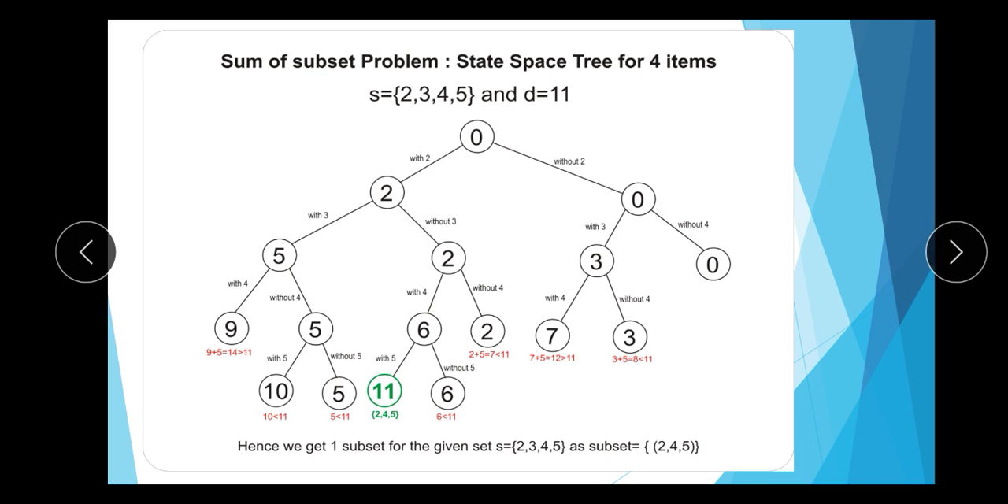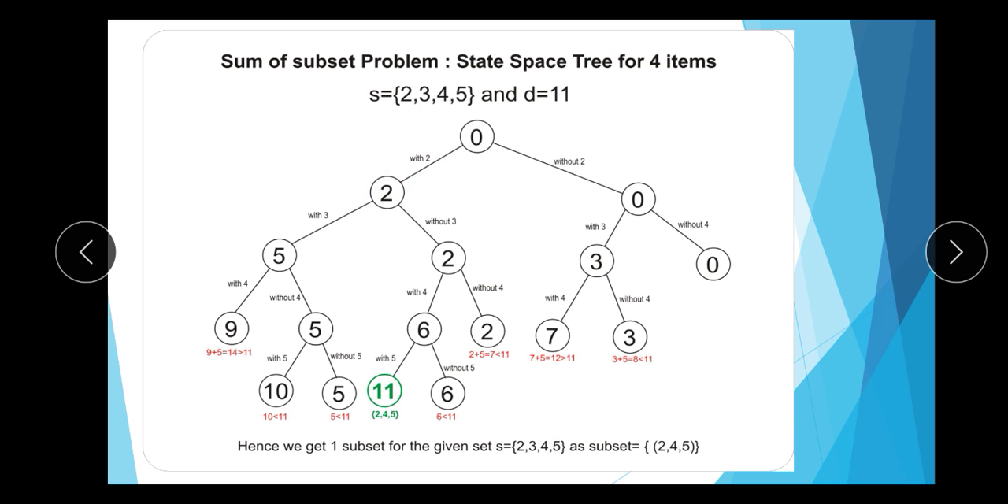In this example, we have drawn the state space tree by selecting elements one by one. We have started with an empty subset. We have no subset, so the empty subset is our root node. Now we start selecting elements one by one from the given input set. We select the first element. The left side represents with 2 and the right side represents without 2. The left side always represents with the element and the right side represents without the element. So with 2 we select the first element.